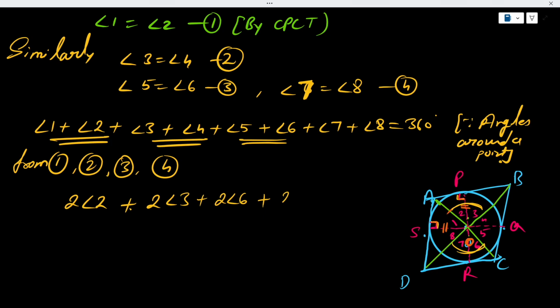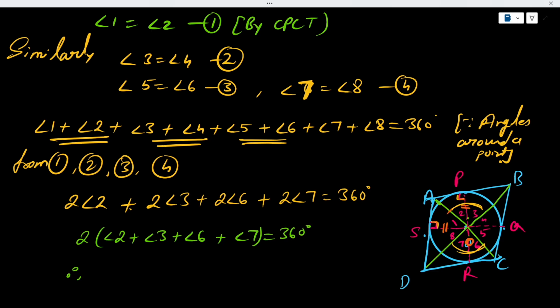And 7 and 8, I need angle 7. So I'll write down like this, this is equal to 360 degrees. Now if you do further simplification, 2 is common. Angle 2 plus angle 3 plus angle 6 plus angle 7 is 360 degrees.